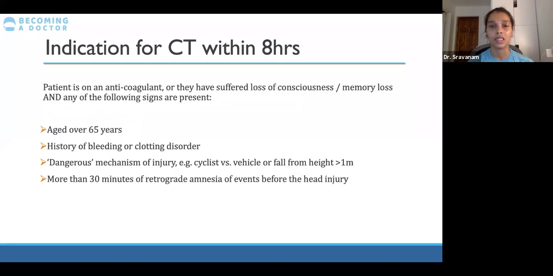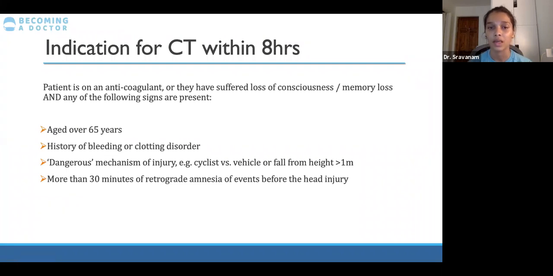And indication for CT within 8 hours. This is a bit more complicated. You have to remember a few more things here. If the patient is on an anticoagulant, or if they've suffered a loss of consciousness or memory loss, and any of the following signs: if they're aged over 65, if they've had a history of bleeding or clotting disorders, a dangerous mechanism of injury. So this is a fall from a height.